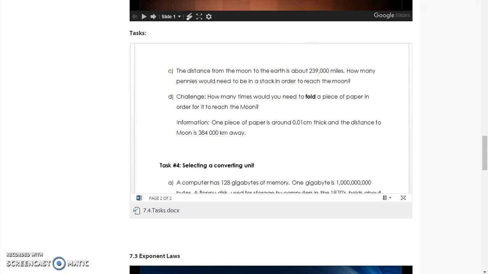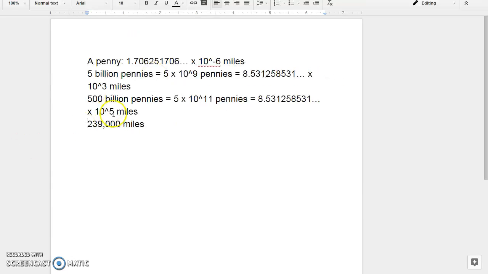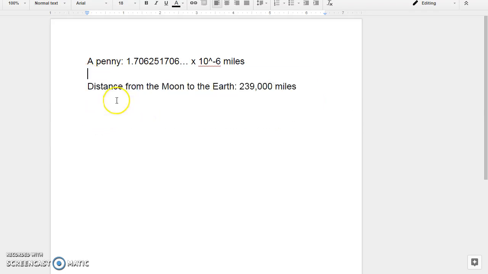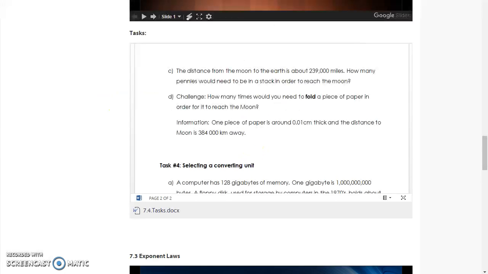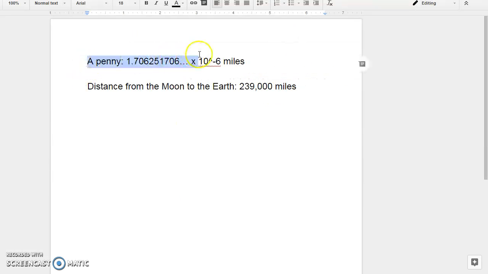So I'll continue where I left off. They gave us the information that the distance from the moon to earth is 239,000 miles. I'll put it this way. I don't need it yet. And yes, the height of a penny is this much.